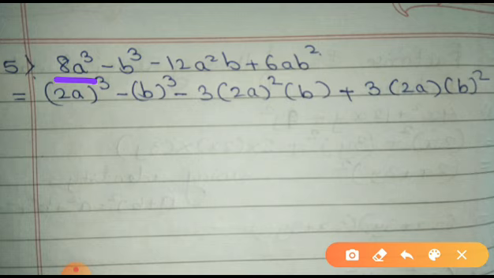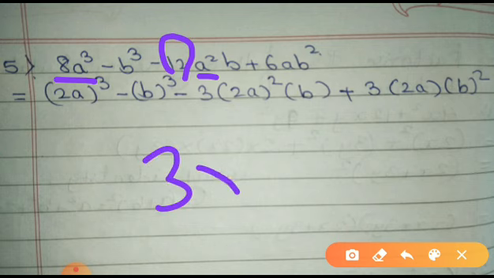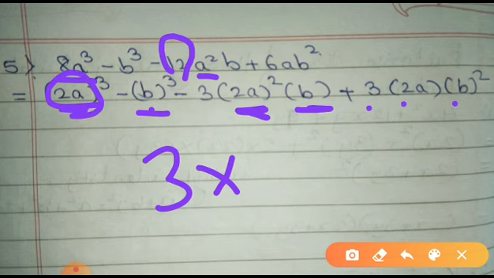Then it is always minus 3a square b. Now I have a square term here, so I have to check whether it should be 3 into a square. A is what? 2a. The second term is b. If you are able to get the values of a and b, just substitute the values in the identity. That is the only thing you have to do. Then plus 3 into ab square. A is what? 2a and b is b itself.